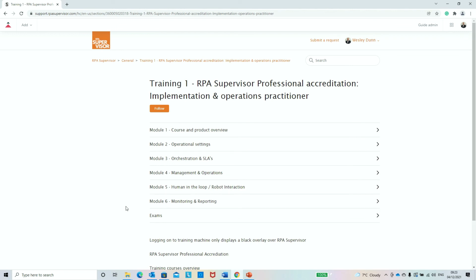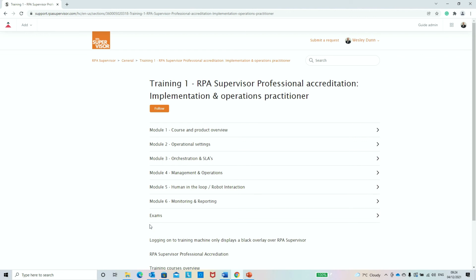As you've walked your way through these 6 modules and you get to the final stage, there is an exam, but please don't worry about this exam at all. There's 41 questions in the exam, and as you've walked through this and you've learned and understood, really the questions are RPA Supervisor general knowledge.